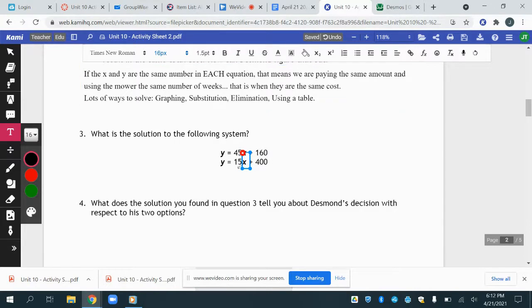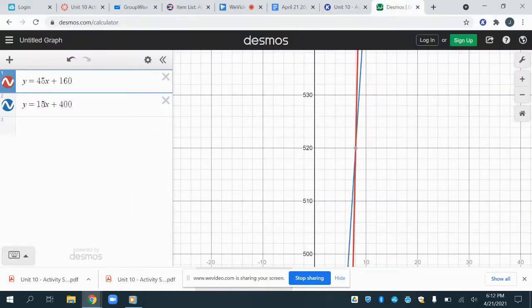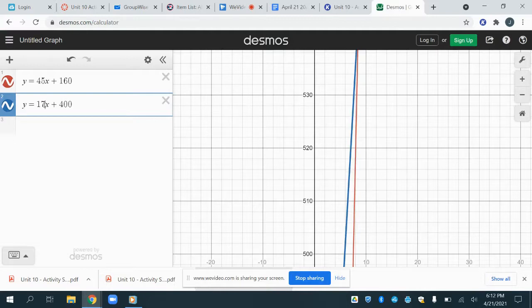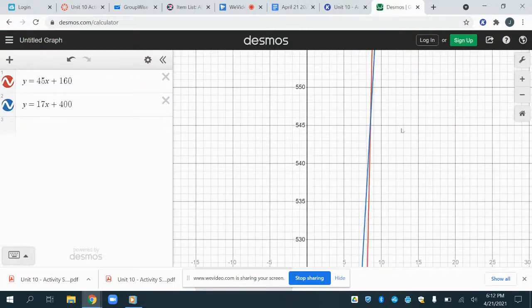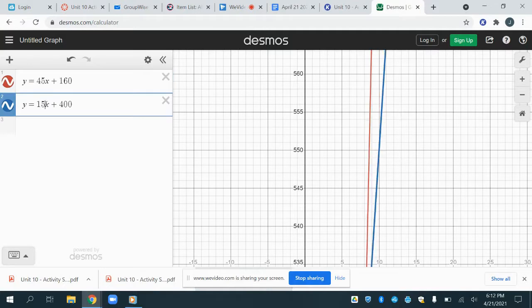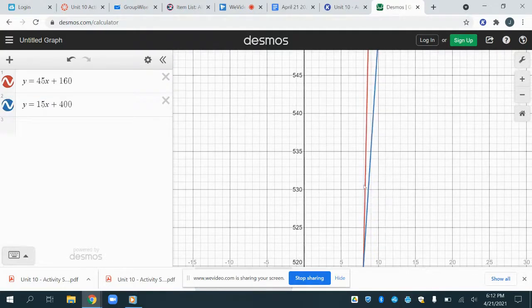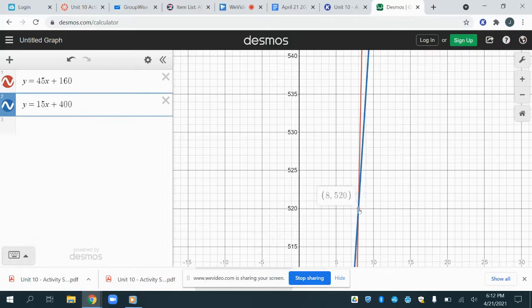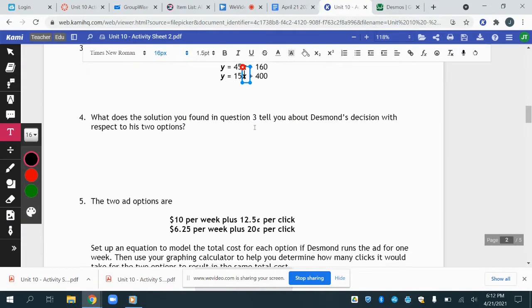So for example, if I paid, well, I don't know, $17 per week for this one instead of 15, now where they cross, it's going to be a lot more ugly. It means that just a little over 8.5 weeks in, it's going to cost $545.71. That's different. So changing one number can really change where they cross. Back to the 15, and they cross in 8 weeks, you pay $520 for each of them. So that's a really important thing to realize.